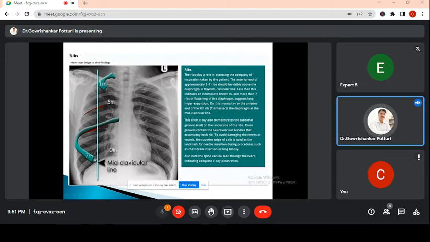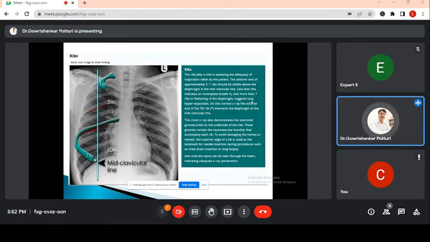The anterior ends of approximately the fifth to seventh ribs should be visible above the diaphragm in the mid-clavicular line. You should be able to see them easily. Fewer than this indicates incomplete breathing, and more than seven ribs with flattening of the diaphragm suggests lung hyperexpansion. On the normal X-ray, the anterior end of the seventh rib intersects the diaphragm at the mid-clavicular line.